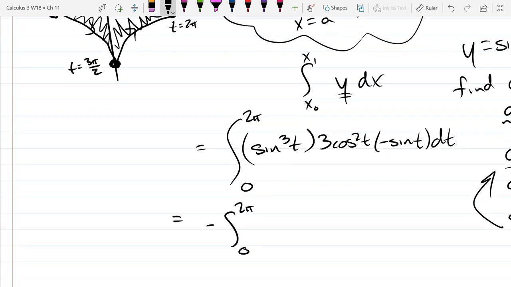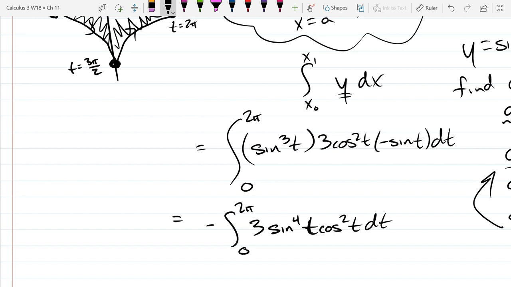So we have 3 sine to the fourth t cos squared t dt. That negative, you brought it out from the negative sine t. Correct. And my t in the middle looks a lot like a plus. Make sure your t doesn't look like a plus.